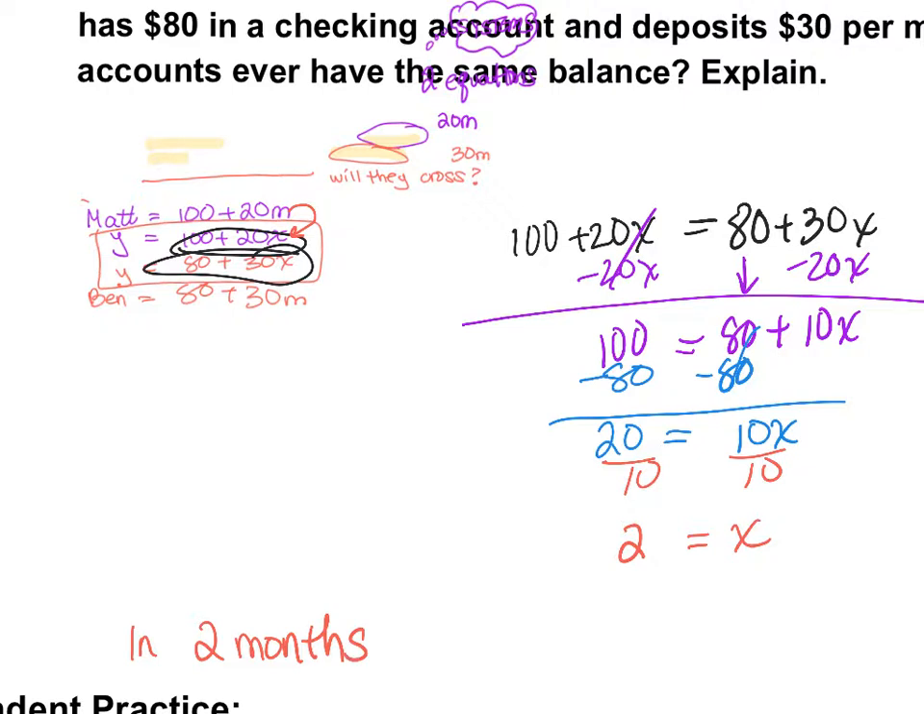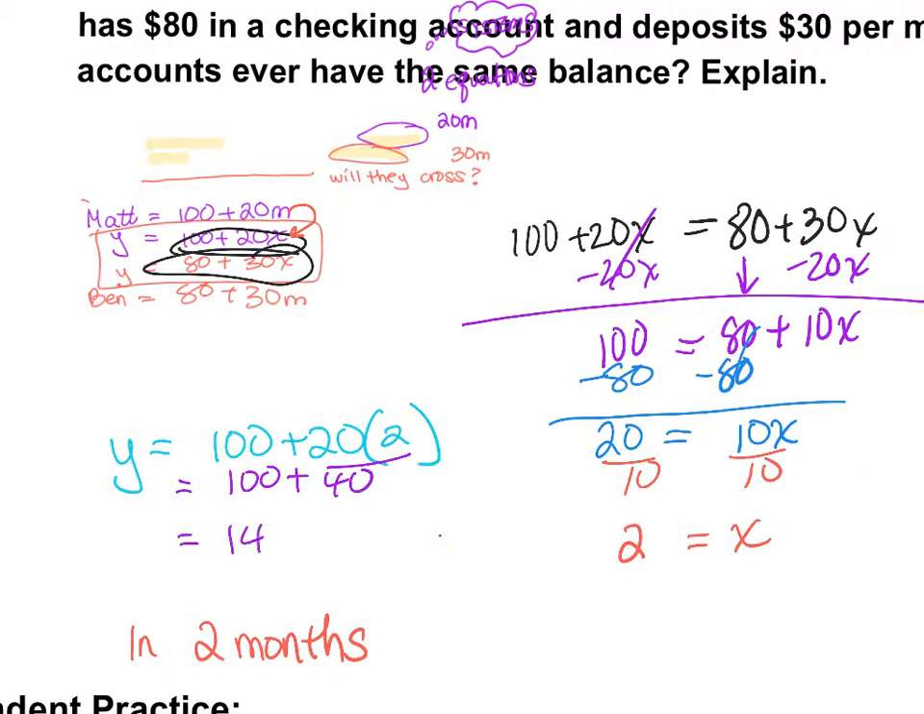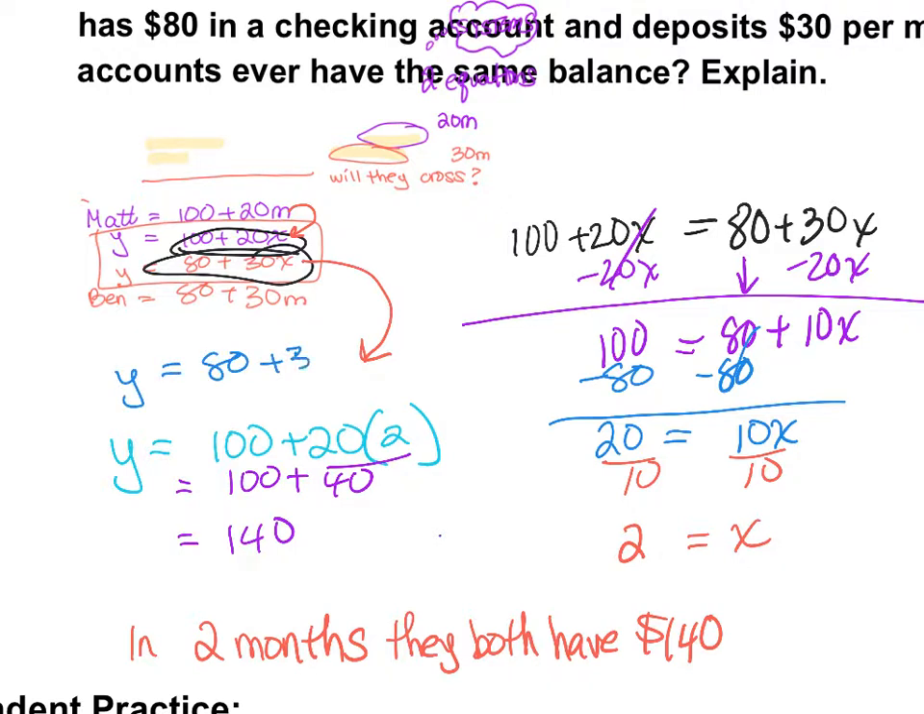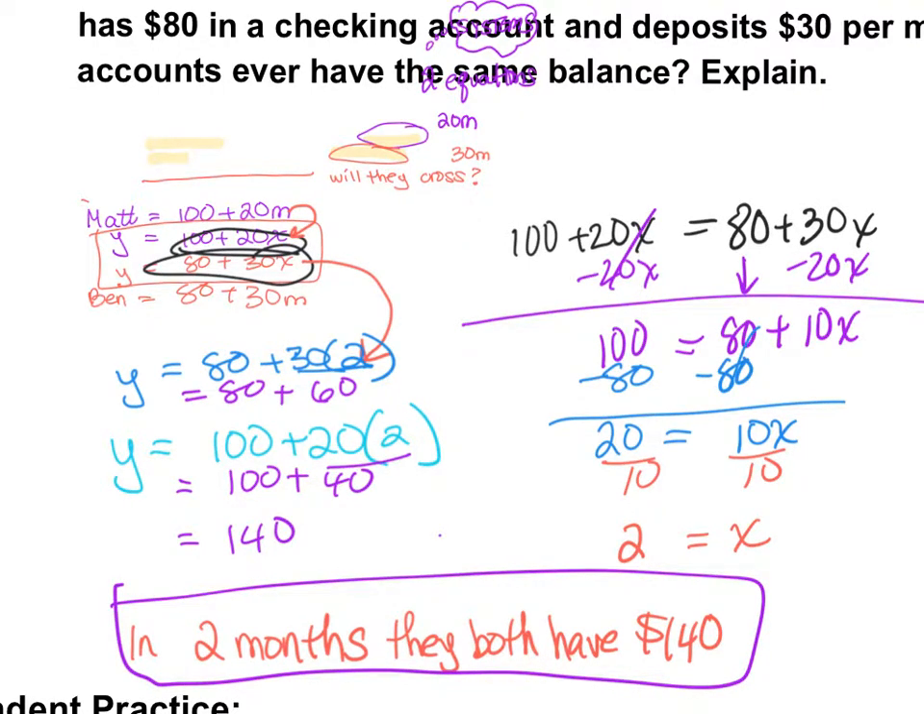Let's see what that amount would be. So you would substitute that 2 into the equation above. And so if we were to look at y equals 100 plus 20x, put the 2 in there, you get 100 plus 40, which is equal to 140. So in 2 months, they will both have $140. If you had chosen the other equation, instead of 100 plus 20x, if you chose 80 plus 30x, you would have gotten the same thing. 30 times 2 is 60, and 60 plus 80 is also 140. So this is a way of finding a missing amount.